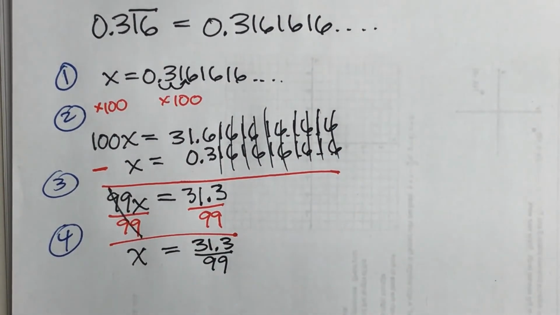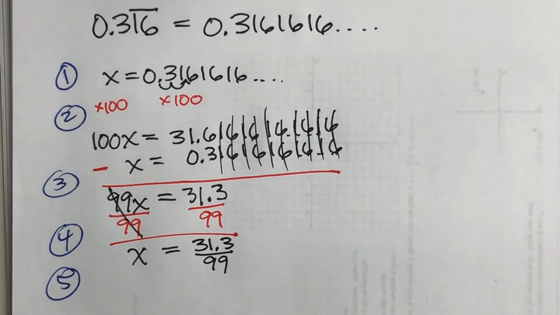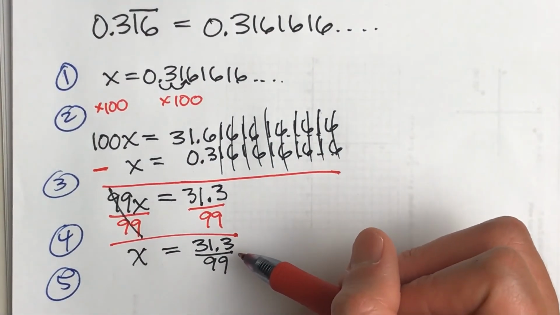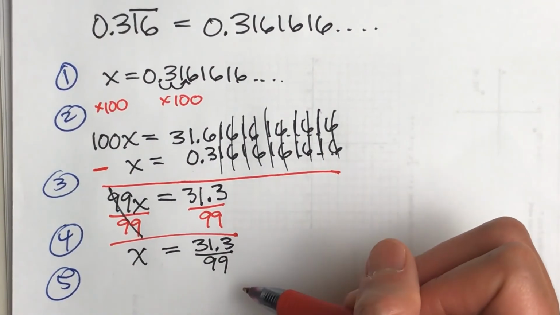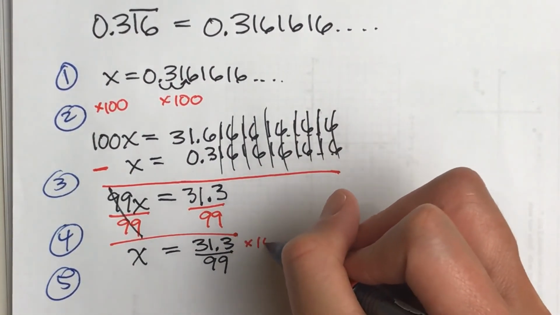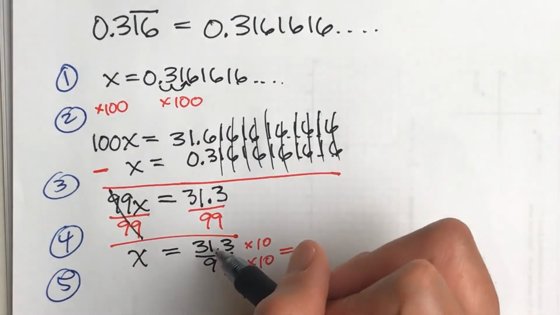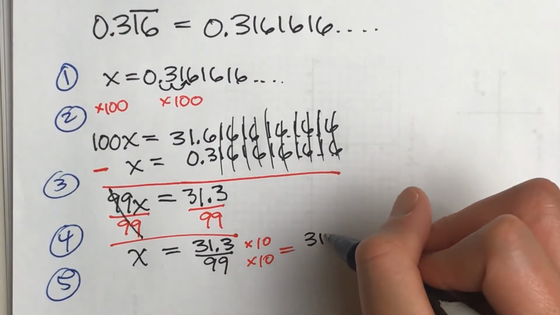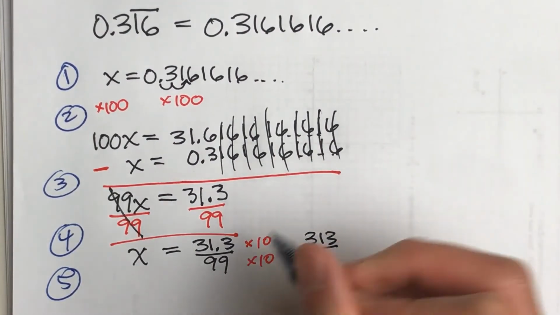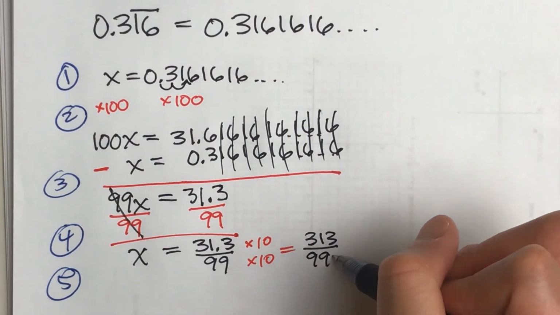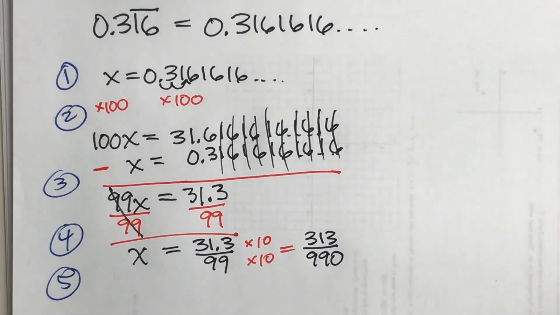All right, last step, step 5. Make sure your fraction has all whole numbers in the numerator, and then reduce if necessary. We have a decimal in our numerator, so we're going to have to multiply the top and bottom by 10. Because when we do that, multiplying the top by 10 makes 31.3 into 313. 99 times 10 is 990. Can this be reduced? No, it cannot. You can try, but it cannot. It's a pretty big number.